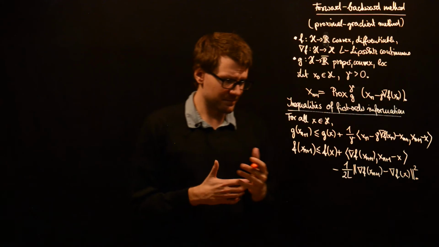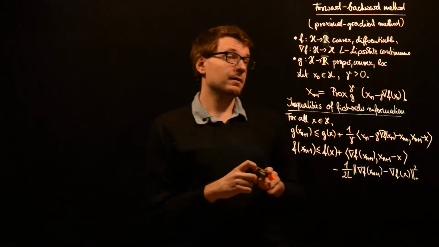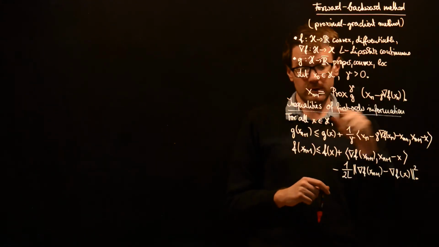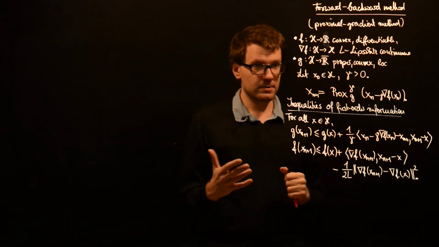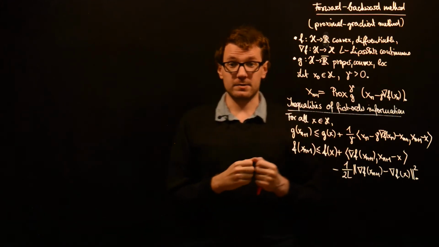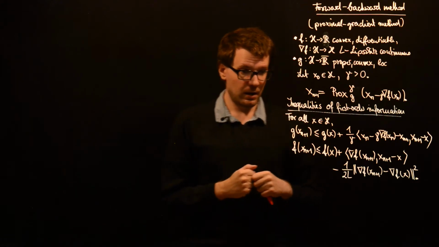So this is basically all we know about our algorithm. We just have transformed all the information we have into some simple inequalities, and from these inequalities we're now going to establish the convergence of this iteration to a minimizer of the sum f plus g.